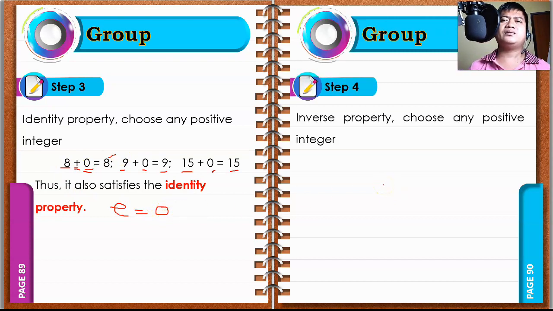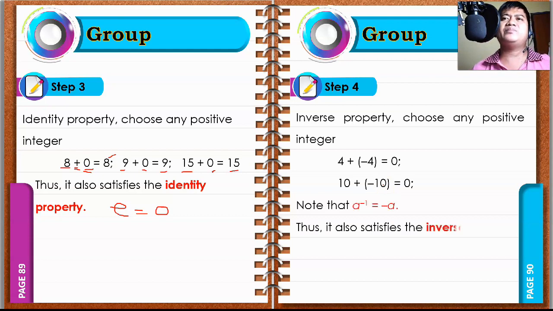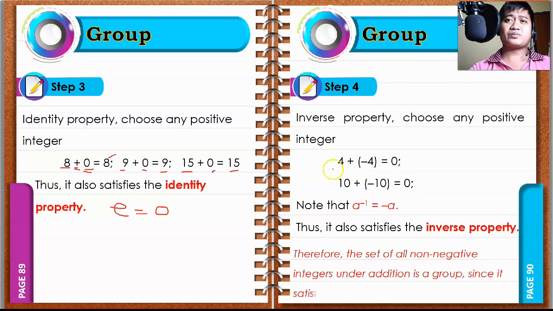And finally, we need to determine the inverse element. Applying the inverse property, we will choose any integer. We need to add another integer so that the result is the identity element. For example, if we have 4, we need to add negative 4 such that the result is the identity element. And if we have 10, we need to add negative 10 such that the result is the identity element. So take note that the inverse element under addition is negative A. Because for 4, the inverse is negative 4, and for 10, the inverse is negative 10. So it also satisfies the inverse property.